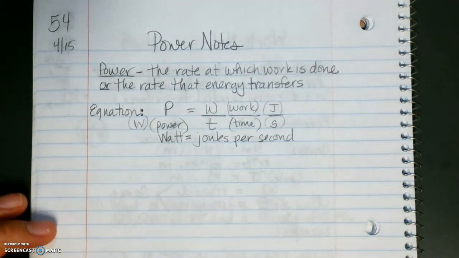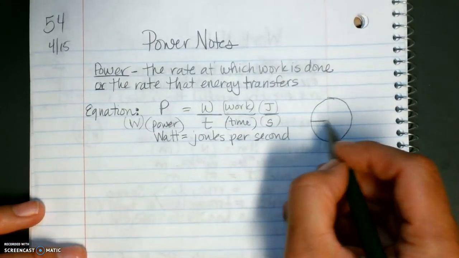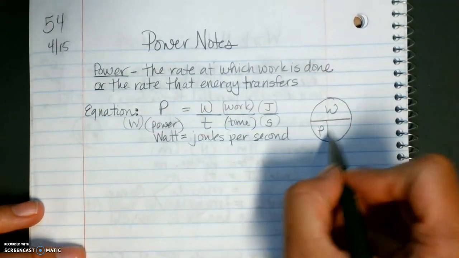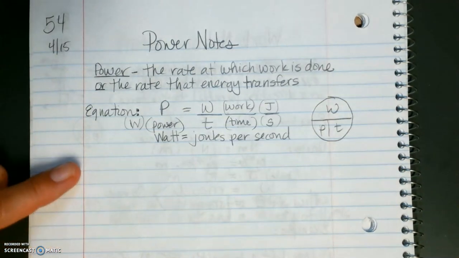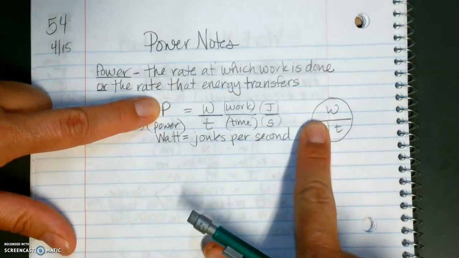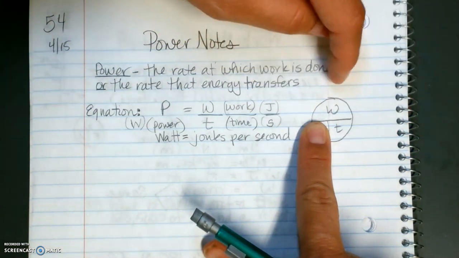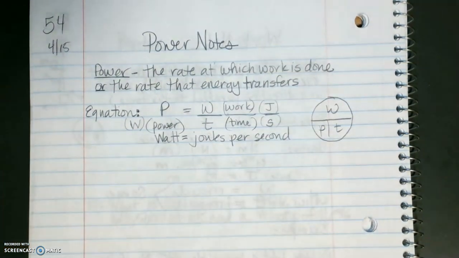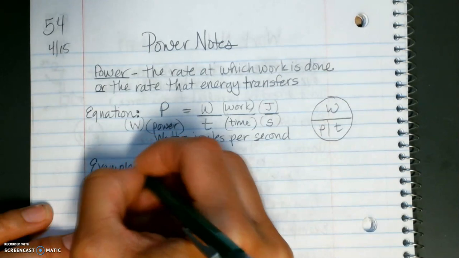Okay, so there is a circle. And this time, since we're doing a division problem, work actually goes on top. Power and time are going to go on the bottom. So if we're looking for power, we can prove it here. We cover up P and we have W on top, and then we have T on bottom, so it's W divided by T, which shows us work divided by time here as well. Okay, so let's go right into the examples and solve for it.